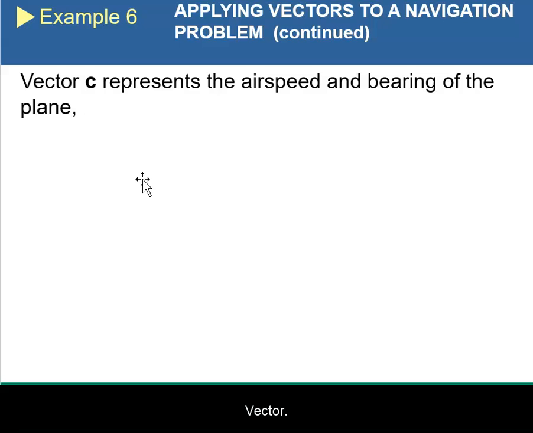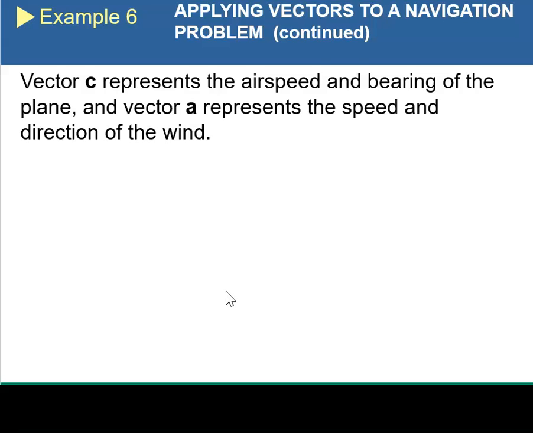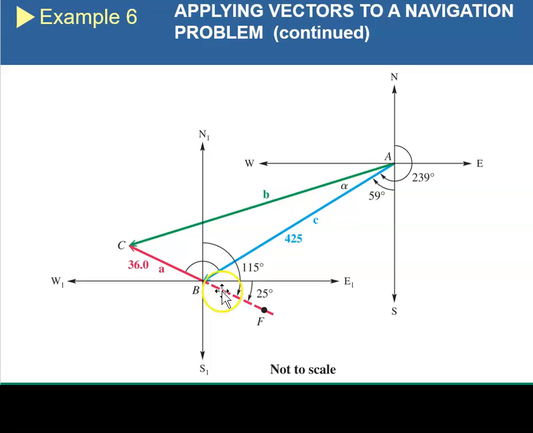So vector C represents the airspeed and bearing of the plane. Okay. C is the airspeed and the bearing of the plane. Right. Vector A represents the speed and direction of the wind. Okay. Again, A is the direction of the wind.